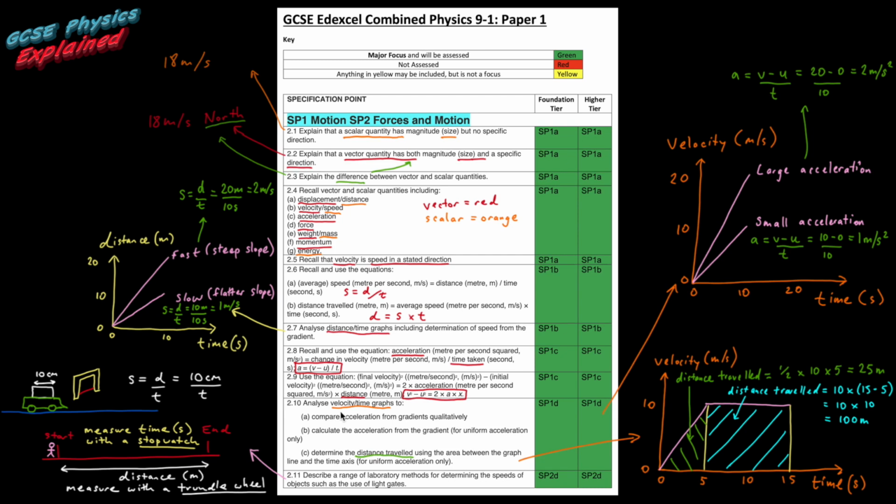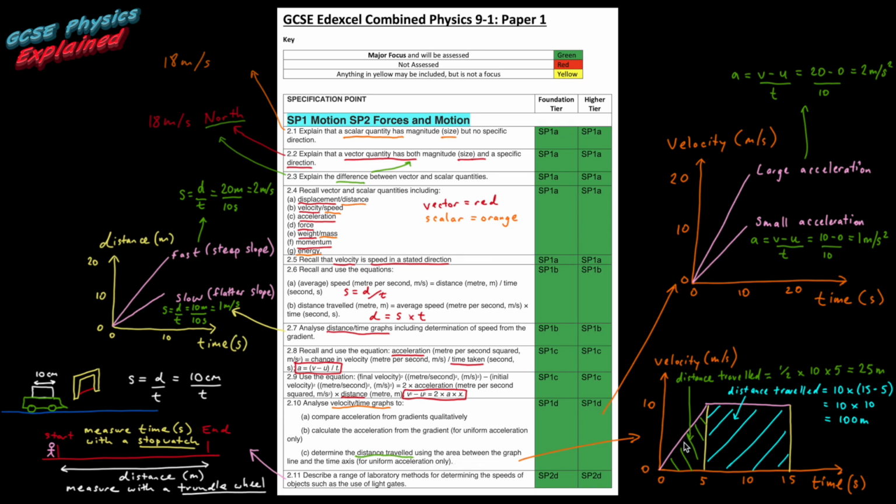You need to be able to analyse velocity-time graphs to compare acceleration from the gradients qualitatively, which just means working out the gradients without using numbers, and also calculate the acceleration from the gradient, so that means using numbers, and determine the distance travelled from the velocity-time graph.